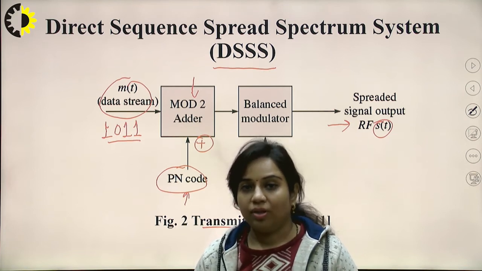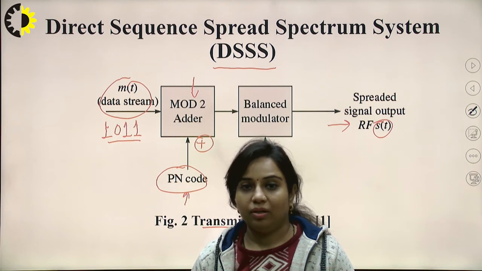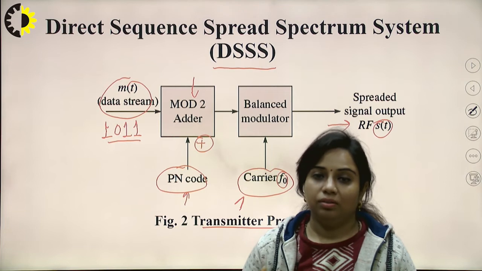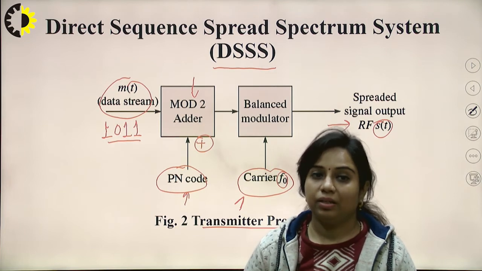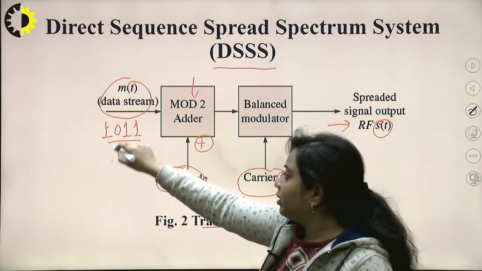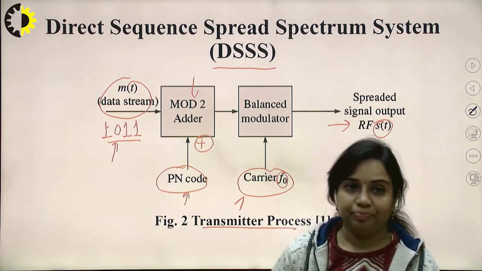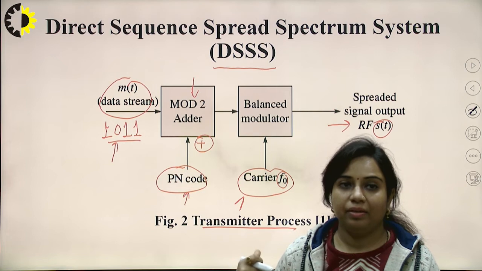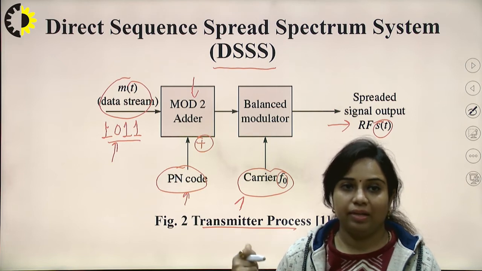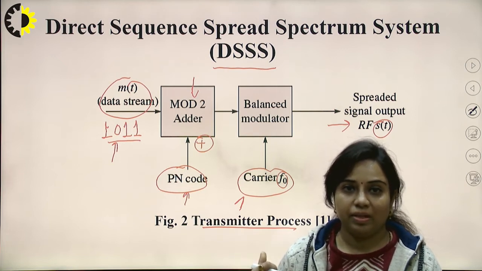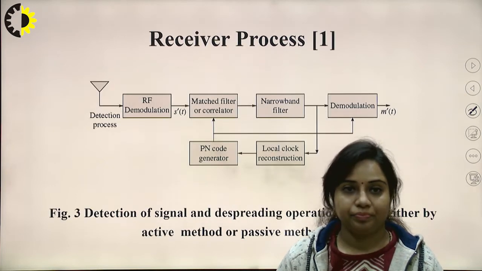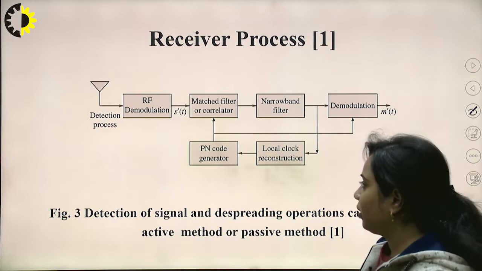If you do not keep this in mind, then the demodulated signal will not resemble the data stream, that is the main signal that you want to transmit. So, this is the main criteria that you want to follow. This is the direct sequence SS system, and this is the transmitter diagram. Now, this is the receiver diagram you can see.